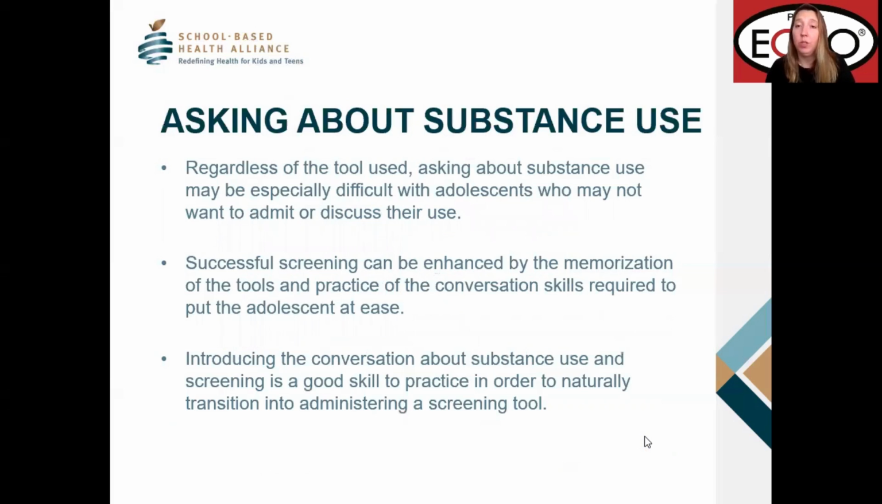Regardless of the screening tool used, asking about substance use may be especially difficult with adolescents who may not want to admit or discuss their use. Successful screening can be enhanced by the memorization of the tools and practice of the conversation skills required to put the adolescent at ease. Whatever the tool and method of administration, including the conversation about substance use and screening is a good skill for any nurse, social worker, or medical provider to practice in order to naturally transition into the suggested tools in this module.